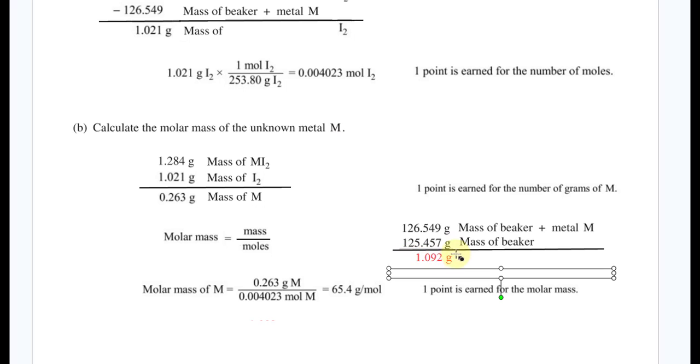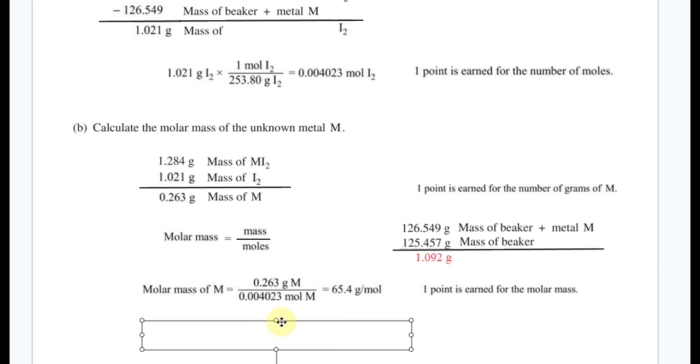This wasn't only a small part. 0.263 grams of this metal actually reacted. Now, if you did the subtraction and said the mass of the metal was 1.092 grams, and of course you'd show your work, you wouldn't get the point for that. That would be an error. You'd miss a point on this FRQ.